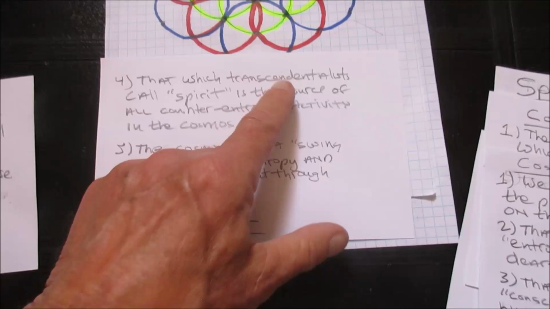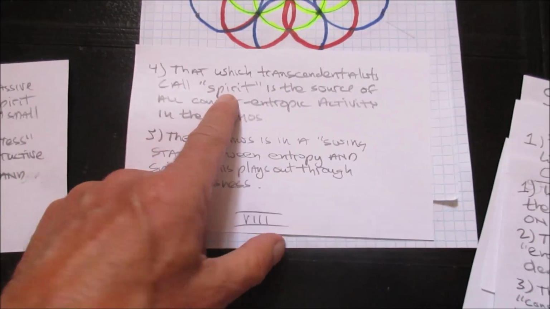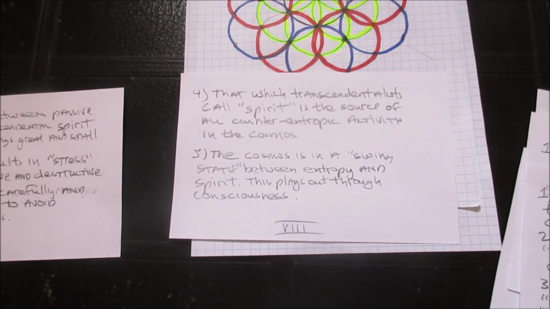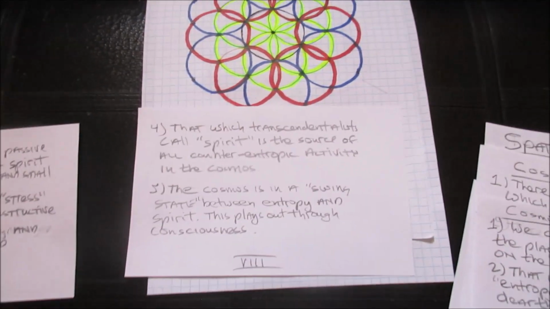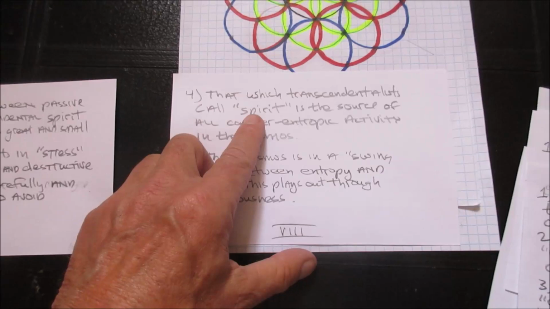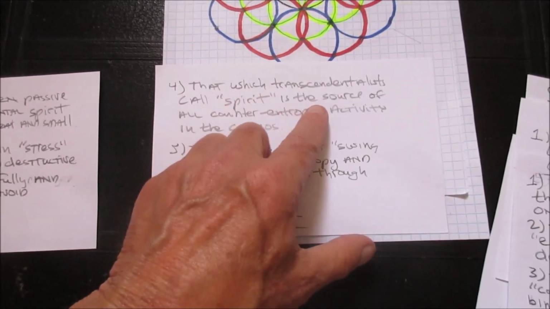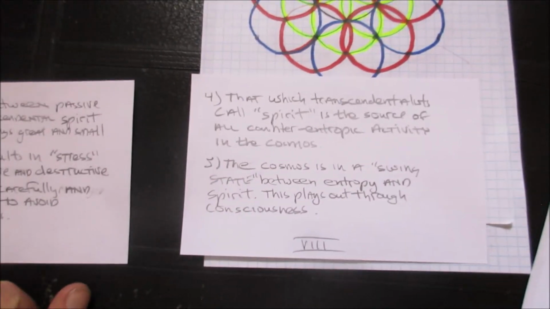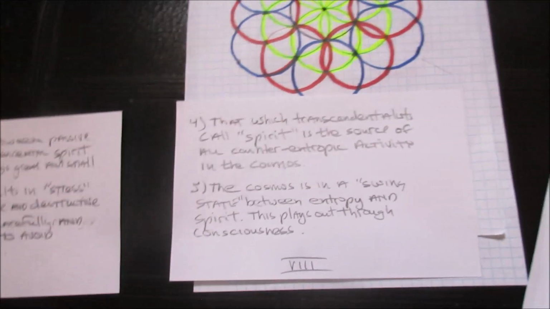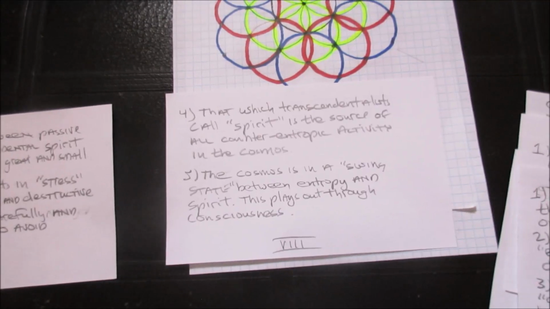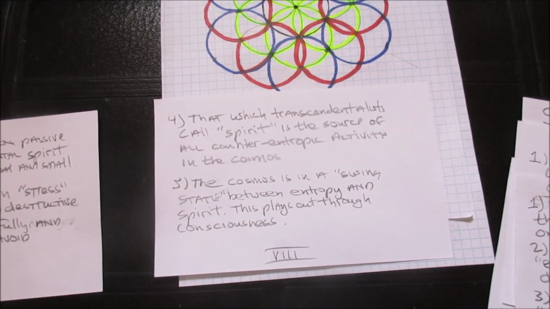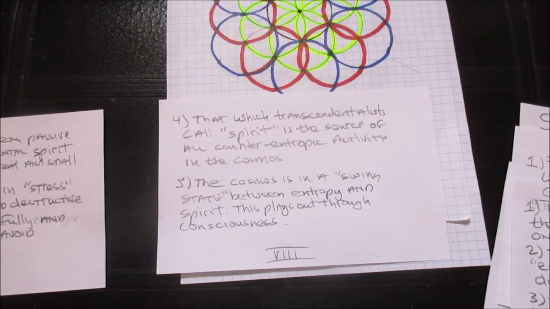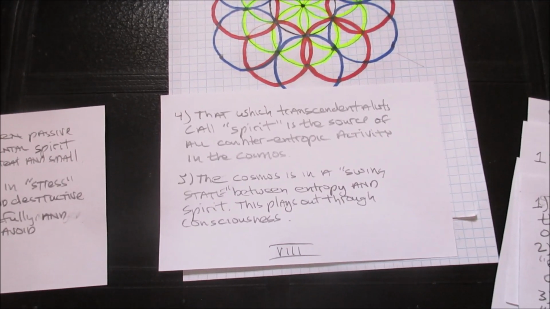That which transcendentalists call spirit. Okay, so now we're talking metaphysics here. And the best we can do is by getting in touch with ourselves consciously, we can consider a principle called spirit. And spirit is the source of all counter-entropic activity in the cosmos. In other words, if we go back to that principle of teleology, the future creates the present out of the past. The present is the status of all STMs universally right now.